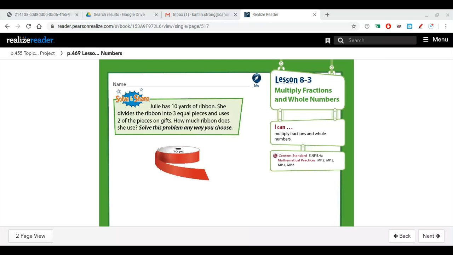So we've spent the last few lessons really looking at different models on how we can multiply fractions and whole numbers. And so today we're going to be multiplying fractions and whole numbers by rewriting the whole number over 1, multiplying the numerators together, multiplying the denominators together, and then simplifying fractions.